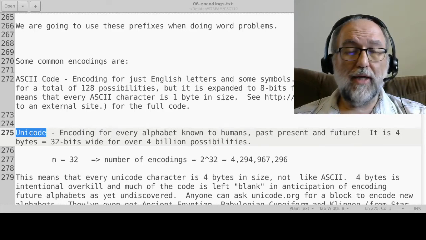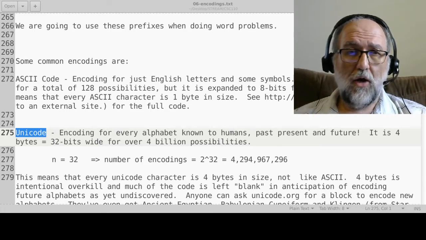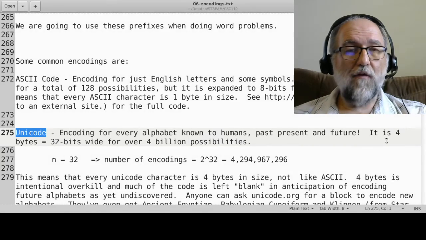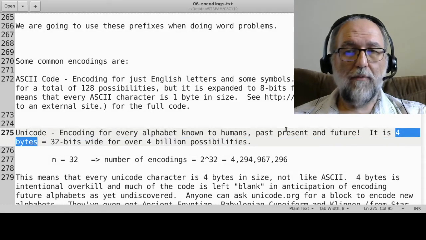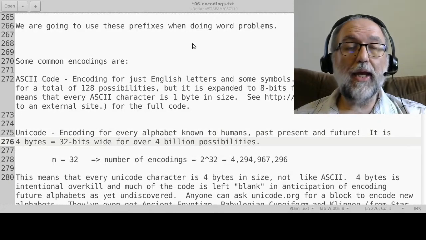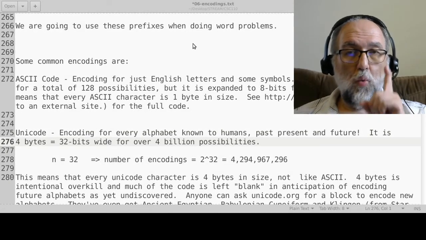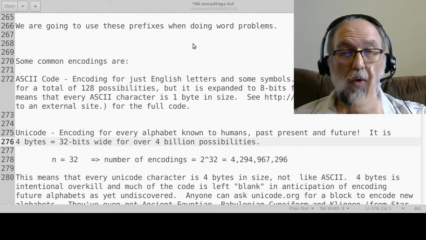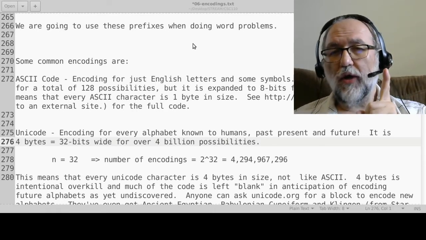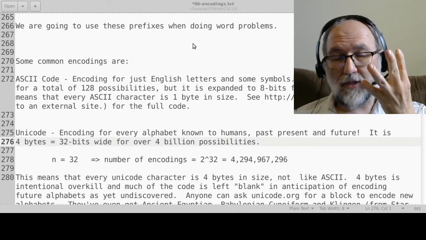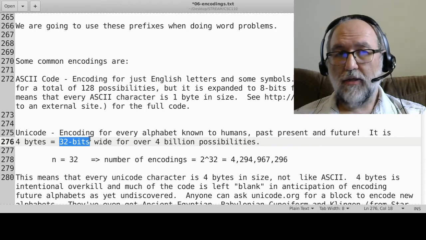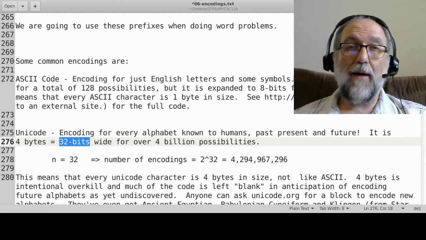Now, Unicode is actually a huge encoding. Each Unicode character is 4 bytes. So let's be clear what we mean by that. In ASCII, one ASCII character was 1 byte. But in Unicode, one Unicode character is actually 4 bytes. 4 bytes is the same as 32 bits, okay?